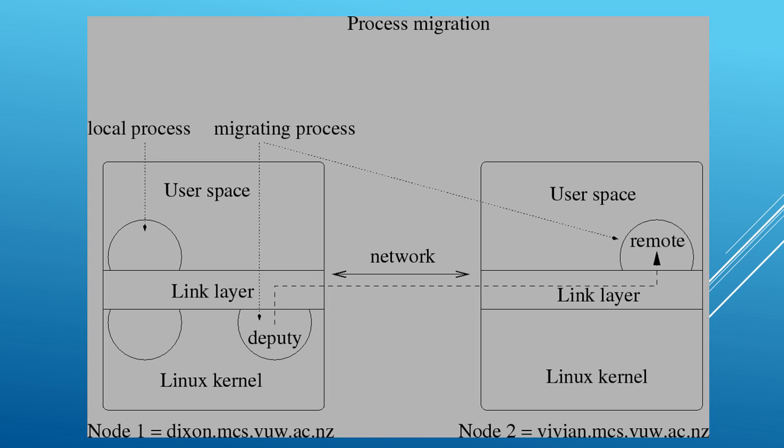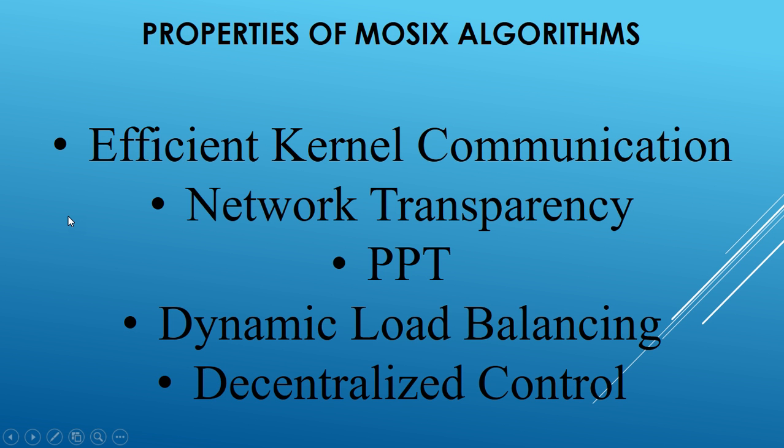So this diagram shows you the local process and the migrating process, in which we have node 1 and node 2. In both we have the Linux kernel, the link layer, the network, and the user space. So we are migrating the process, and these are the local processes which are running. The properties of MOSIX algorithms are efficient kernel communication, network transparency, PPT, dynamic load balancing, and decentralized control.